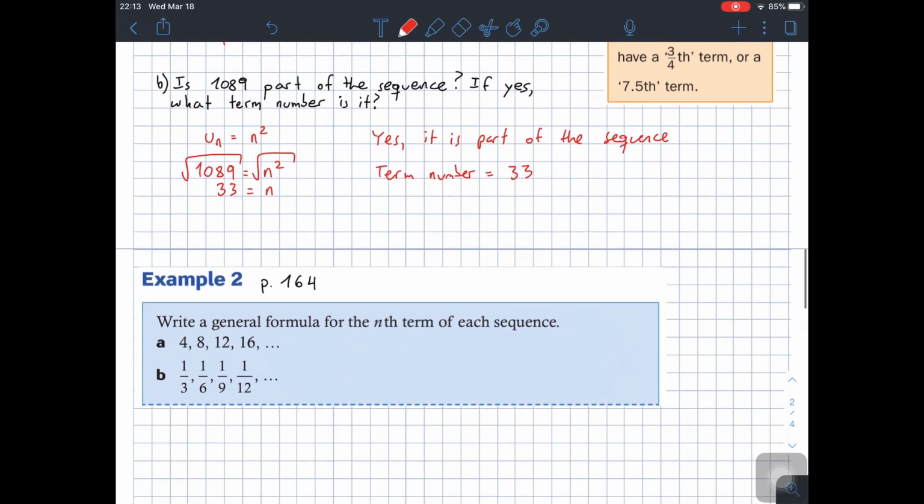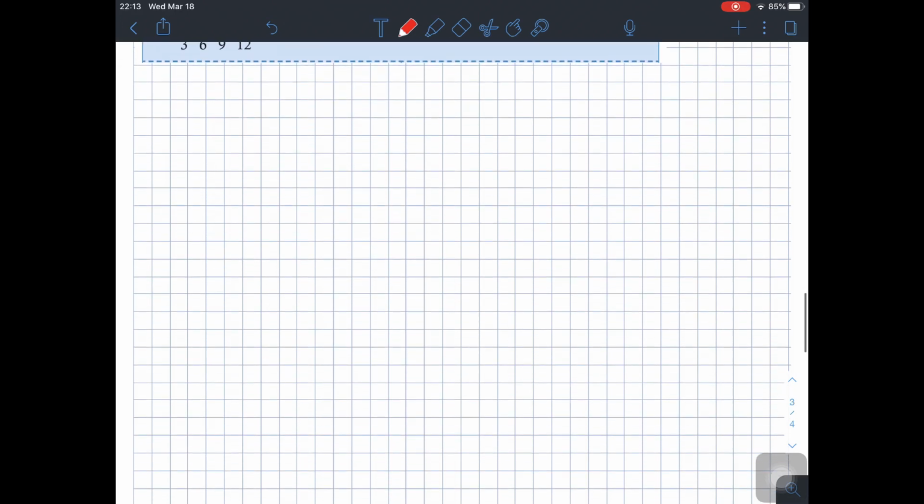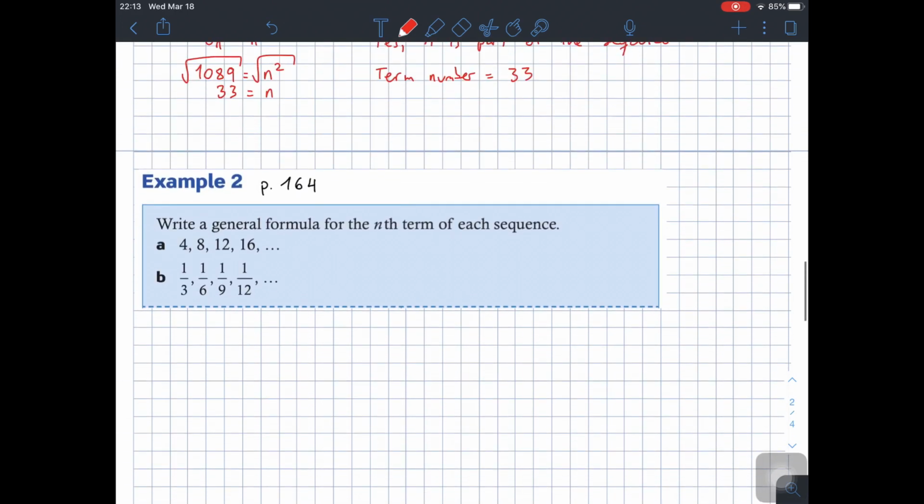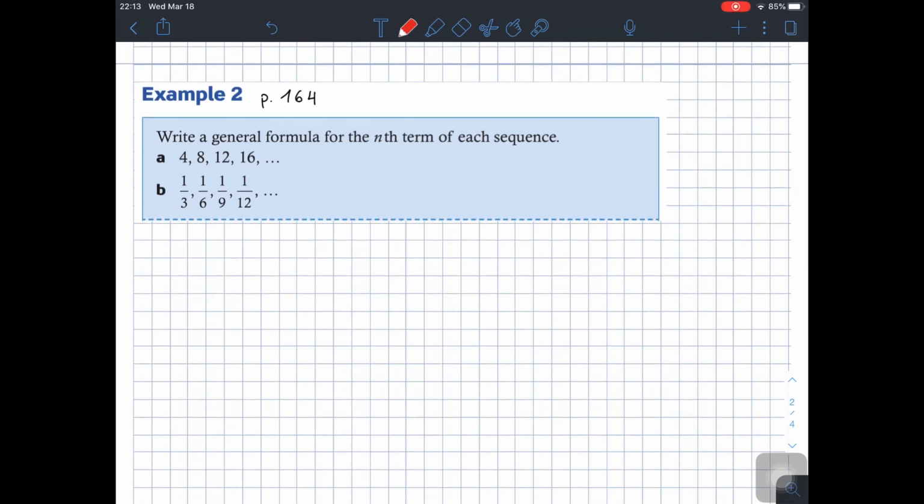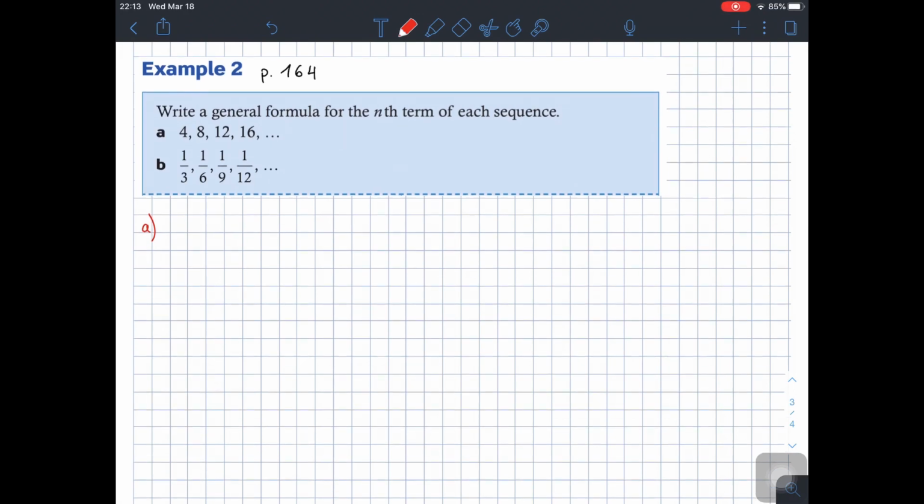Okay, let's see this example. I think this is the last part of this electronic assignment. It says, write a general formula for the nth term of each sequence. So we have 4, 8, 12, 16, and so on. Do you notice any pattern here for part A? If you want, you can pause the video here and try solving this on your own, and then come back and watch the rest.